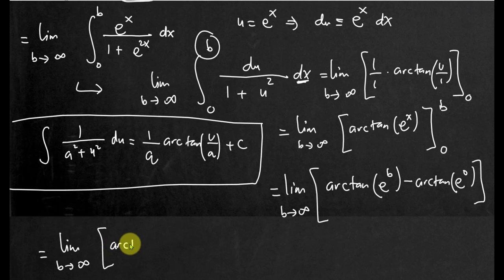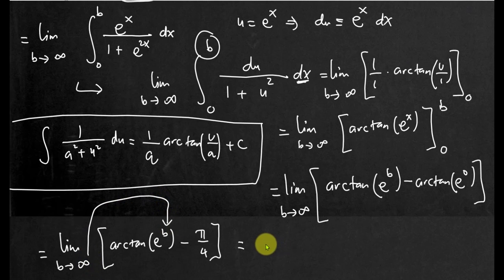So let's simplify that one more time. e to the 0 is 1, and arctangent of 1 is just pi over 4, 45 degrees. And now finally, we can find the limit by making the substitution of b here. So I have arctangent e to the infinity minus pi over 4.